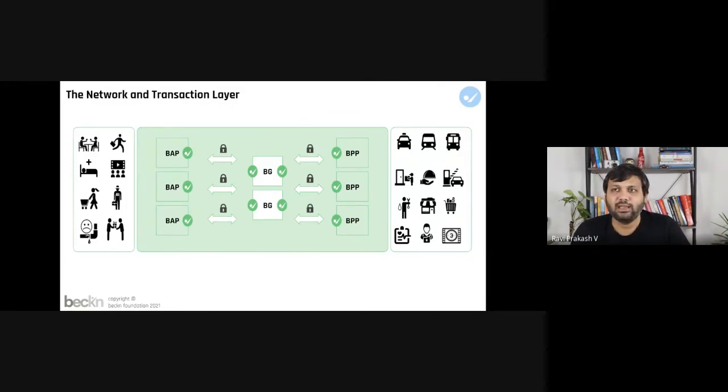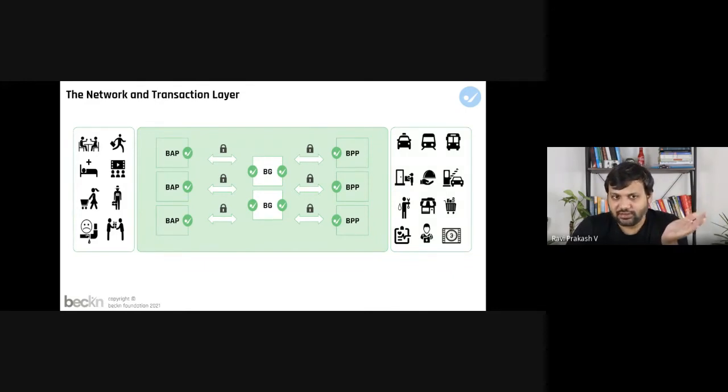Okay. The BAP creates the demand. It onboards the customer, it creates the actual commerce experience for the end user. The BPP on the other end actually publishes its catalog and publishes its payment terms. It's basically business terms and is available to be discovered by the BAP.